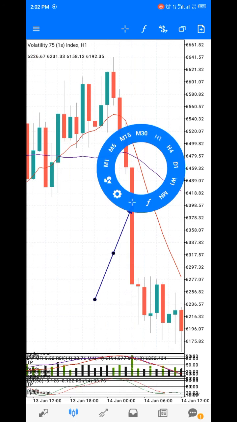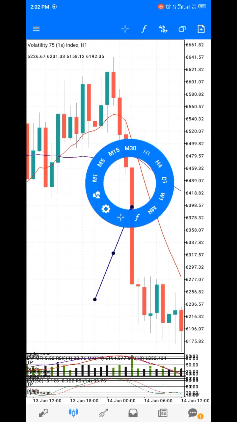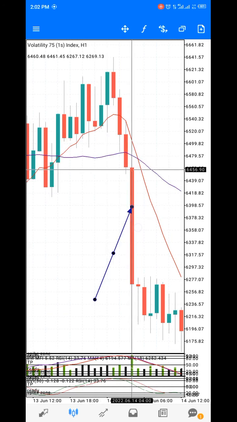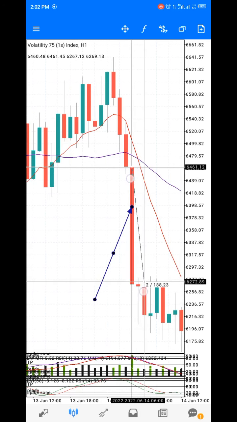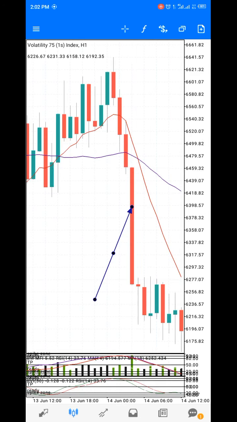Let me even try to measure it for you. This is how to measure pips. You put this pip line, hold it, then put that line at the opening of the candlestick, then double tap at the closing, and then you see the pips, 190 pips. Depending on your lot size, you multiply by your lot size, and then you get the amount of your profit. So that's how to use it.